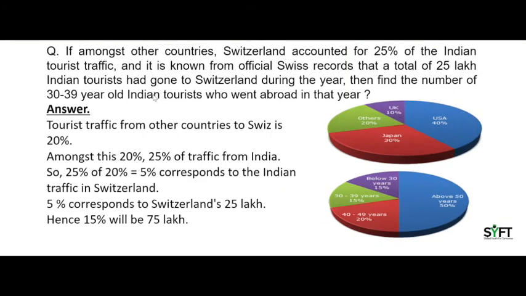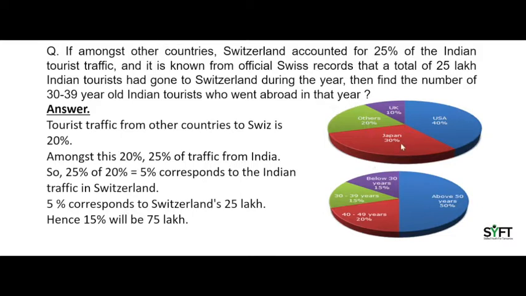Let's take this example which says if amongst other countries Switzerland accounted for 25% of the Indian tourist traffic and it is known from official Swiss records that a total of 25 lakh Indian tourists had gone to Switzerland during the year, then find the number of 30 to 39-year-old Indian tourists who went abroad in that particular year.